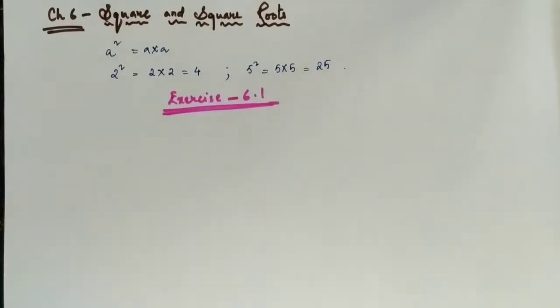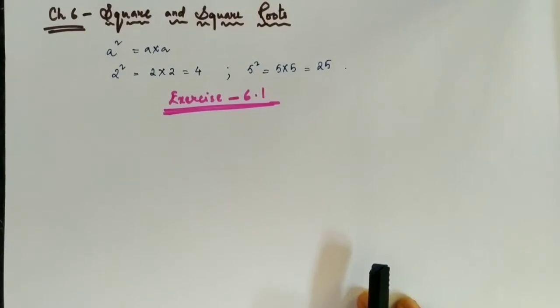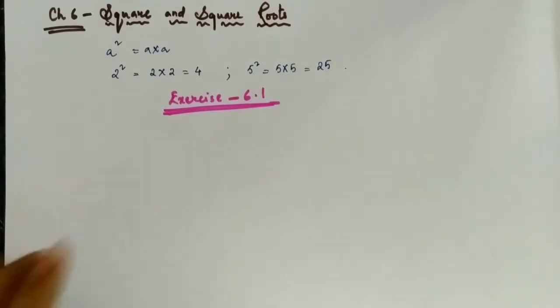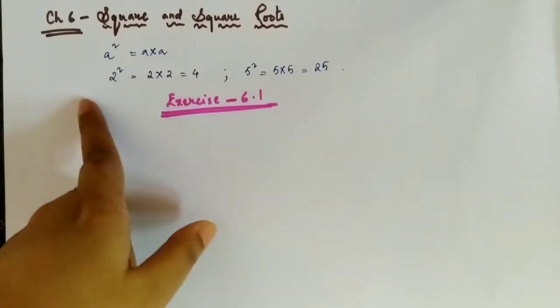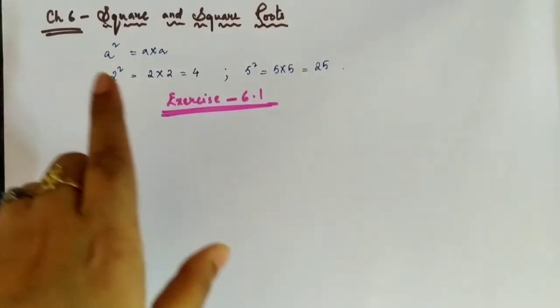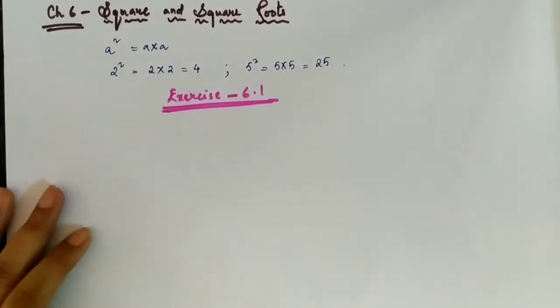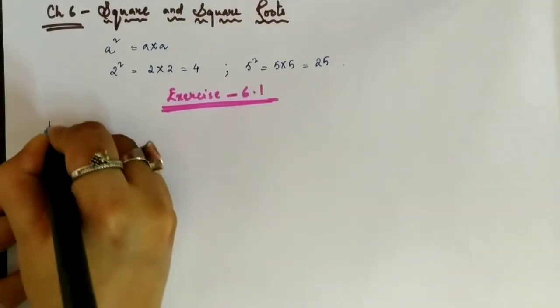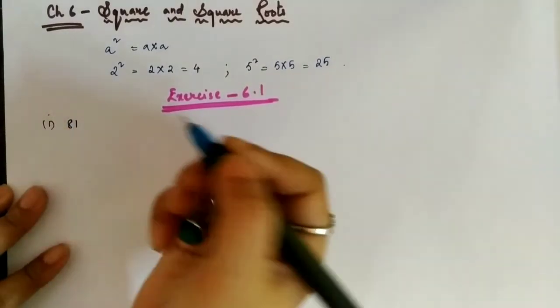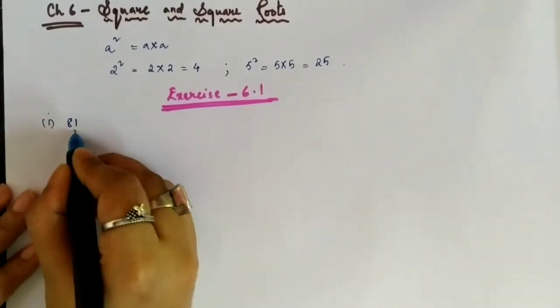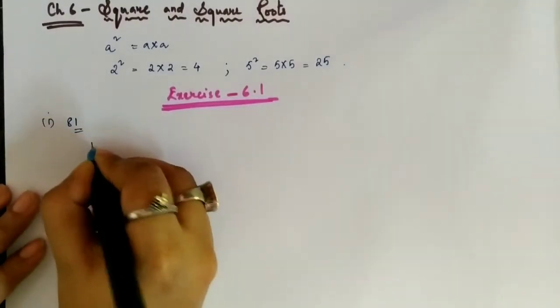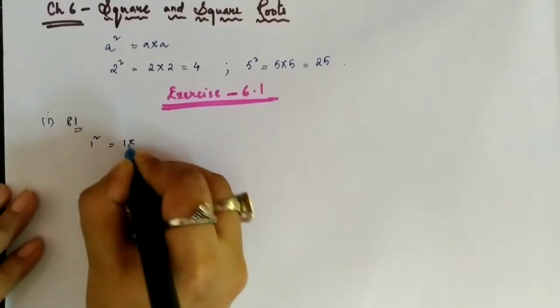Now let us see question number 1 of exercise 6.1. It is given, what will be the unit digit of the squares of the following numbers? If you have to find the square of a number, we have to find the unit place digit of that. Question number 1 is 81. The unit place is 1. If I find the square of 1, it will be 1 into 1 is equal to 1.